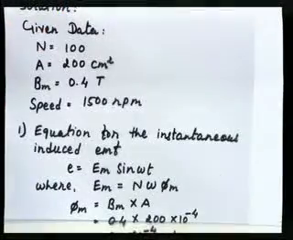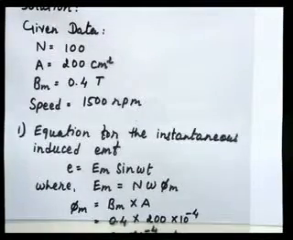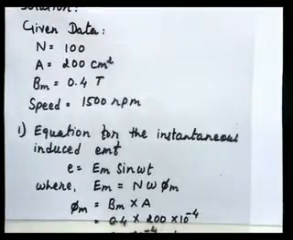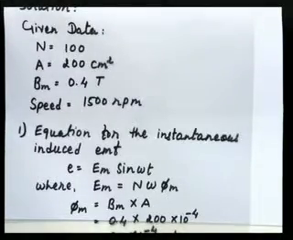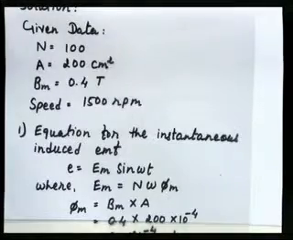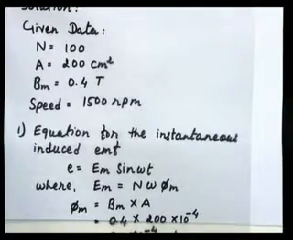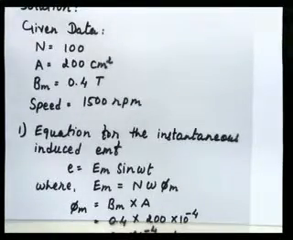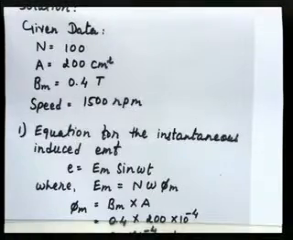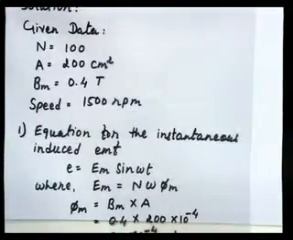First of all, from the given data: the number of turns N is equal to 100, the area of the coil is 200 centimeter square, the maximum flux density Bm is 0.4 Tesla, and the speed is 1500 rpm. Now you have to find the equation for the instantaneous induced EMF, which is known. We will derive the equation E is equal to Em sin omega t.